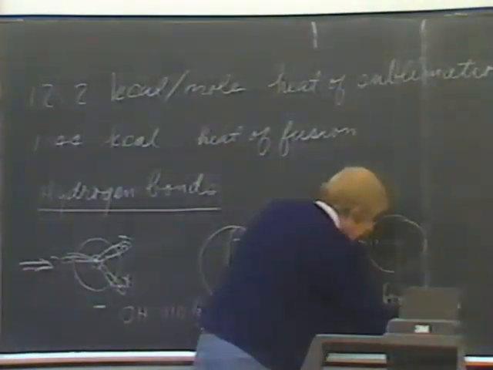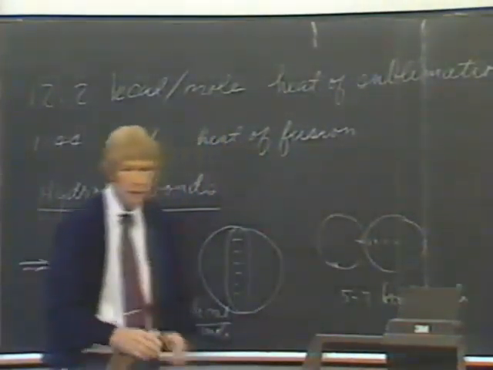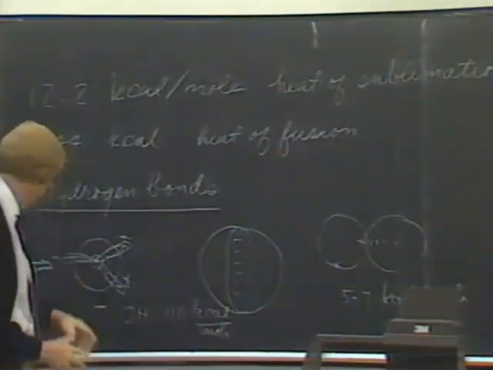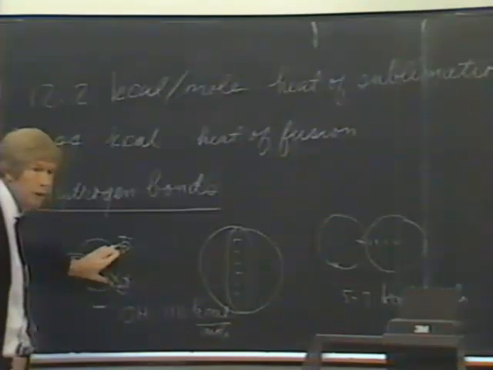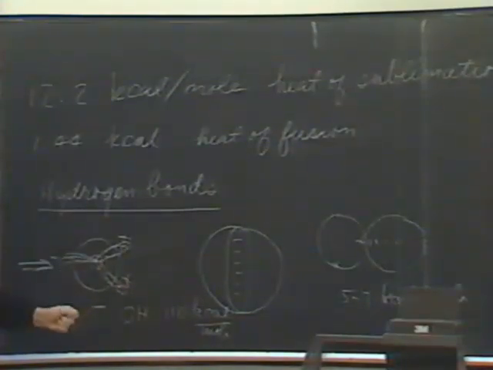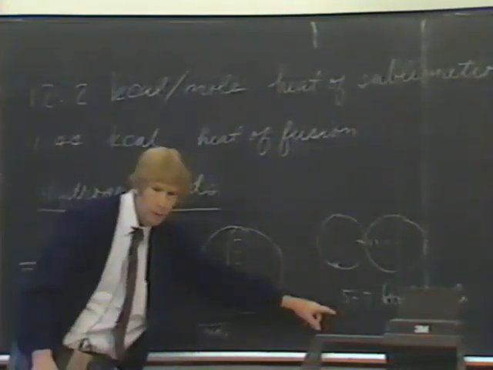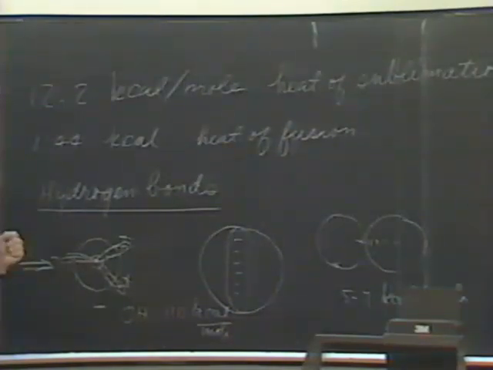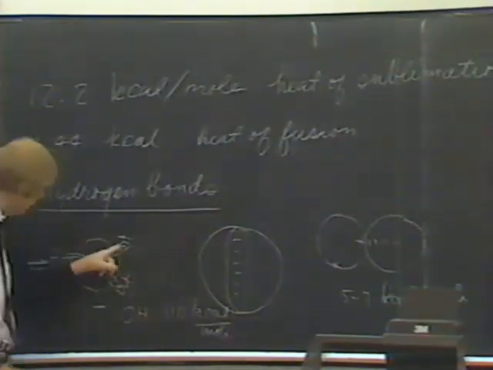Now in an actual bond, the hydrogen nuclei are much closer to the atom that they're attached to than they are to the nucleus of the other water molecule. It's about 1 angstrom spacing between the center of the nucleus of the water molecule and its hydrogen bonds. And the total here is about 2.8 angstrom spacing.